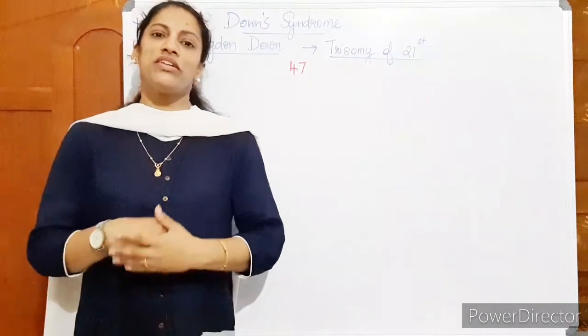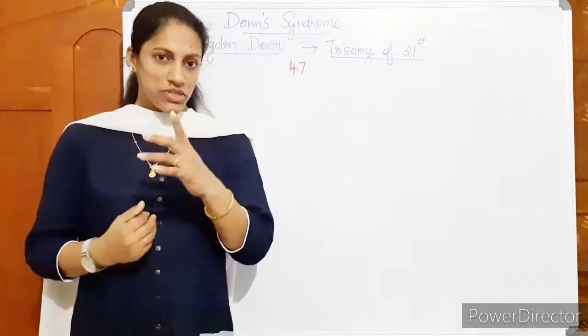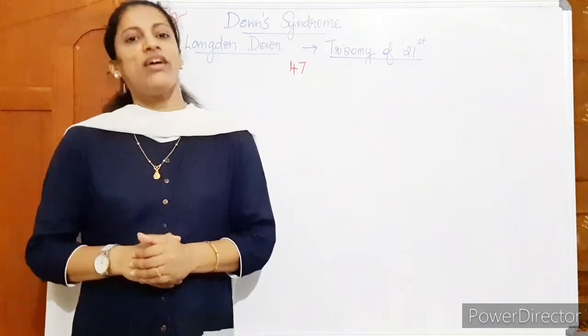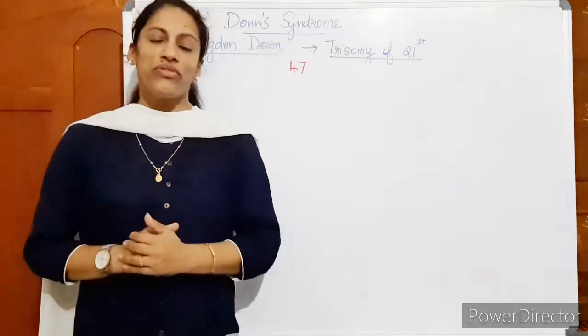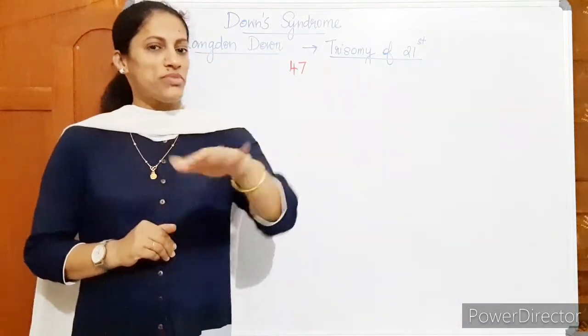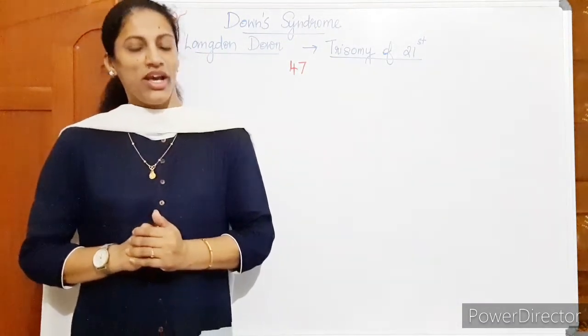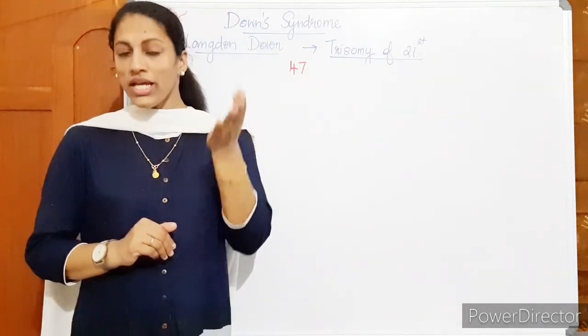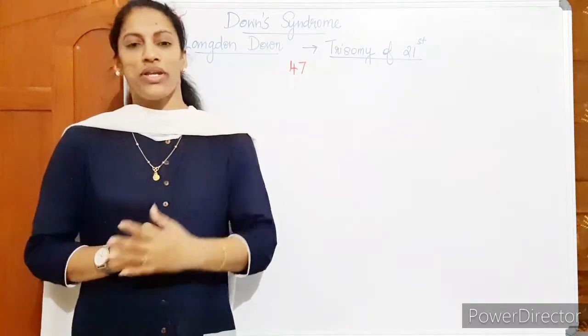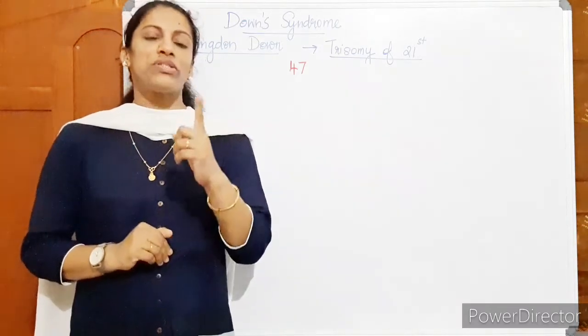So you have studied these patients are having 47 chromosomes, 1 chromosome is extra. That extra chromosome is in the 21st pair. So it is known as trisomy of 21st. And the major symptoms also we have discussed. Okay. And if that is clear, you are studying it as a chromosomal numerical aberration. Okay. 1 chromosome is extra.